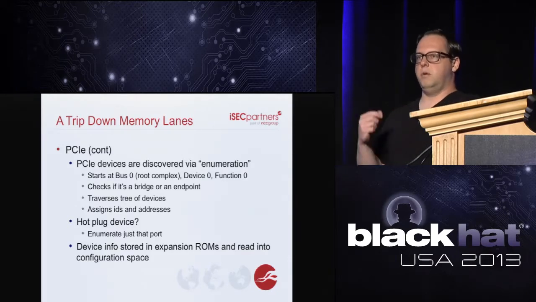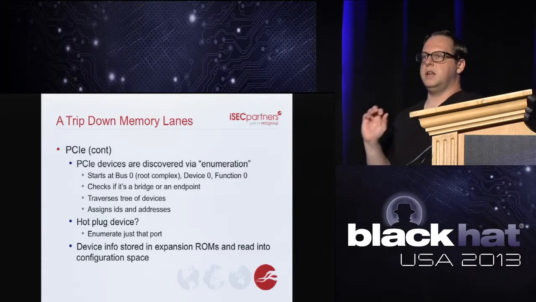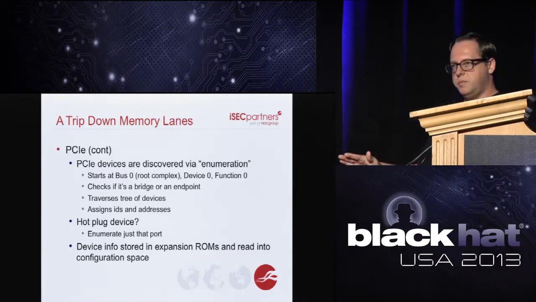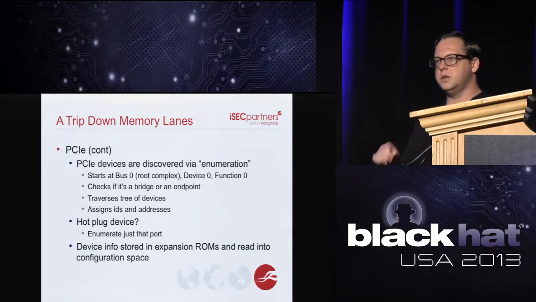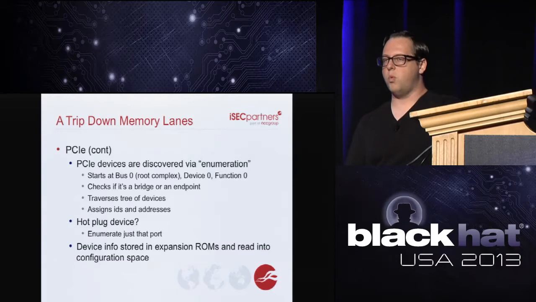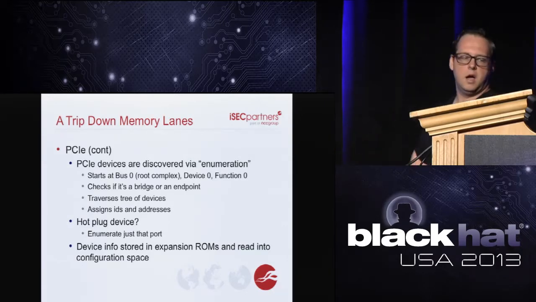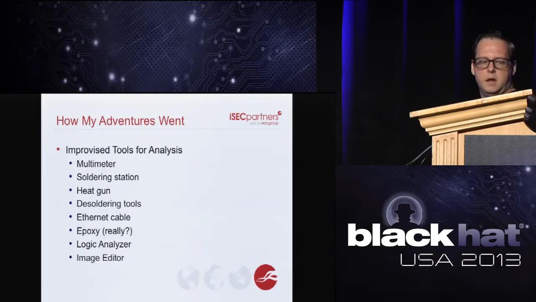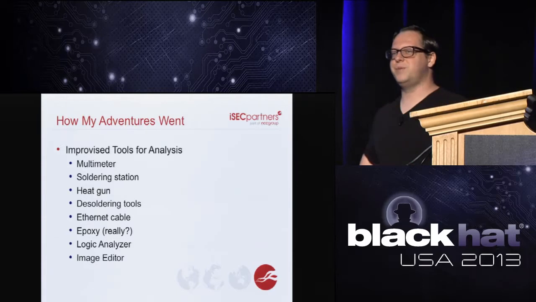If it's an endpoint, it'll tag it with an ID and an address, and it'll pull information from its PCI expansion ROM and load it into the configuration space. If it's a hot plug device and you've already booted up the machine, you just plug in that hot plug device, and there's two wires, present 1 and present 2. These get connected, and now the enumeration process happens, but just for that one port. It doesn't happen through the whole bus all over again. The expansion ROMs on the devices are what stores this information. So when you plug in, you get an ID and an address. You start pulling that information from device ROMs. So that was PCI Express.